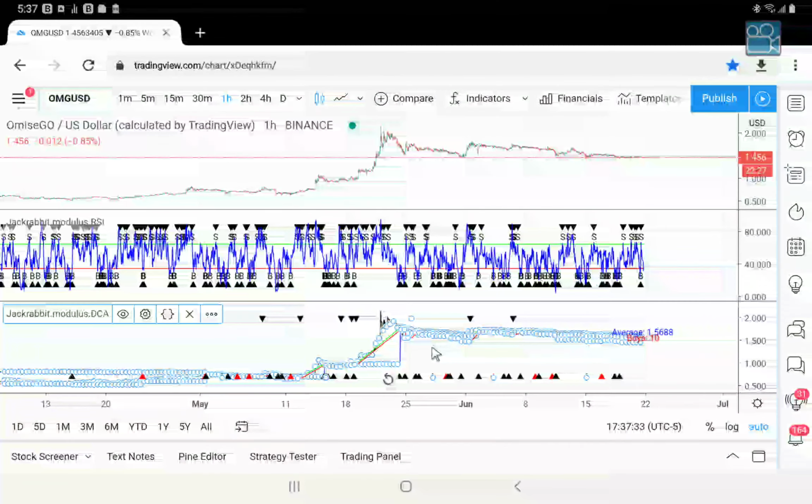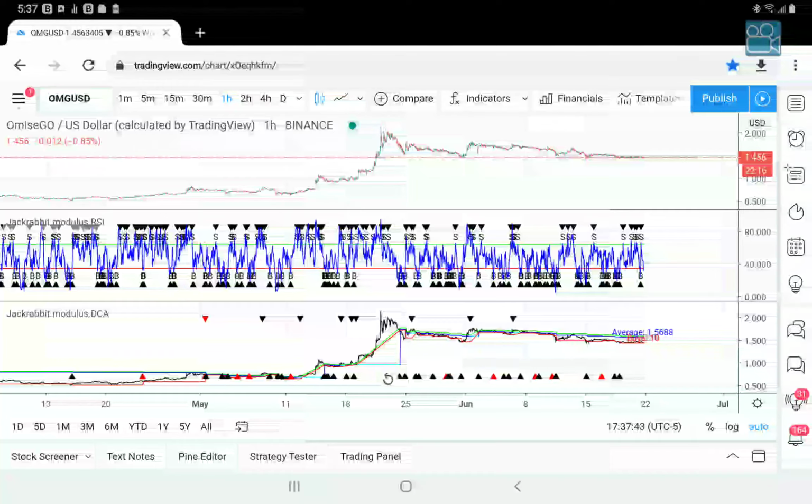Organic dollar cost averaging is a game changer. Definitely test it. See how it fits into your trading strategy, and you're liable to find it really opens a lot of different possibilities. Until next time.